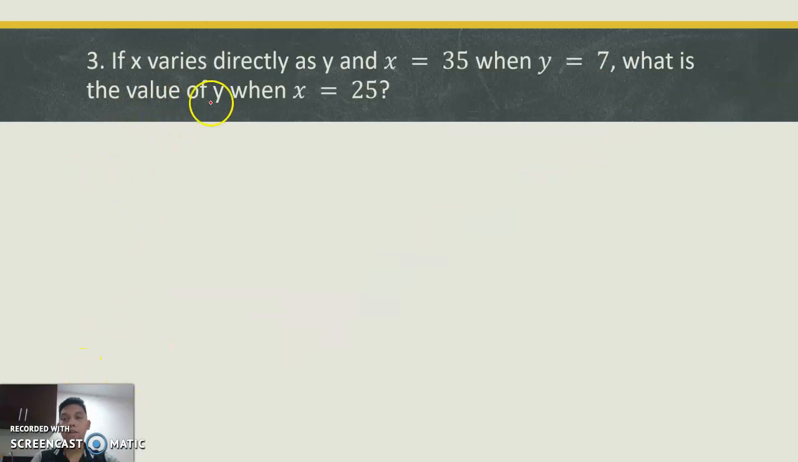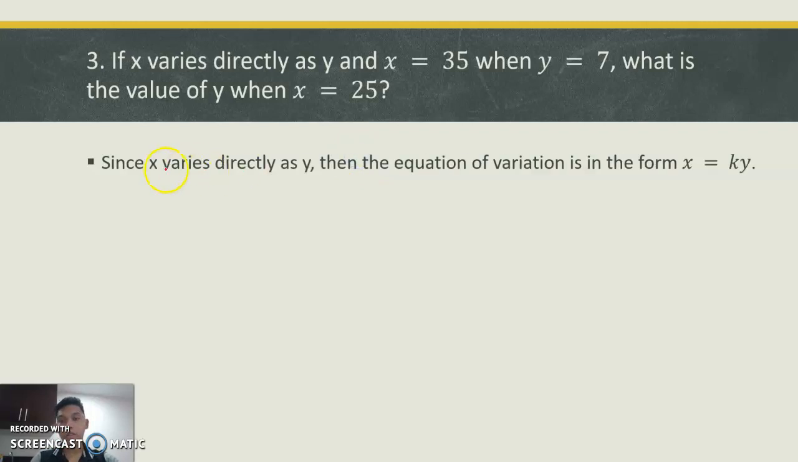If y varies directly as x and x is 35 when y is 7, what is the value of y when x is 25? We can do two methods on this one. Since x varies directly as y, then the equation can be x equals ky.